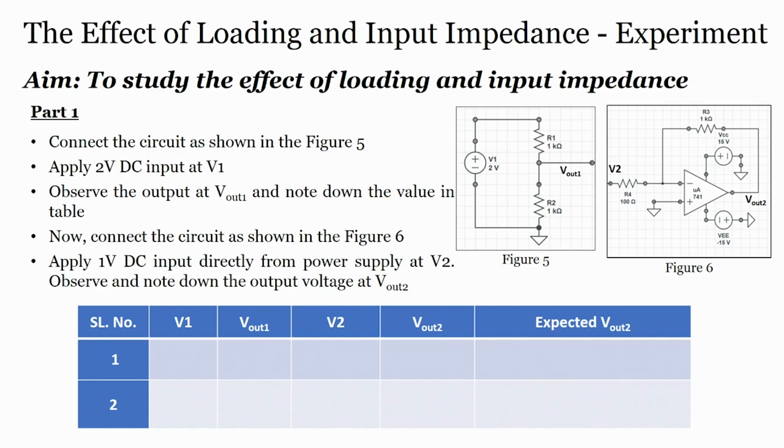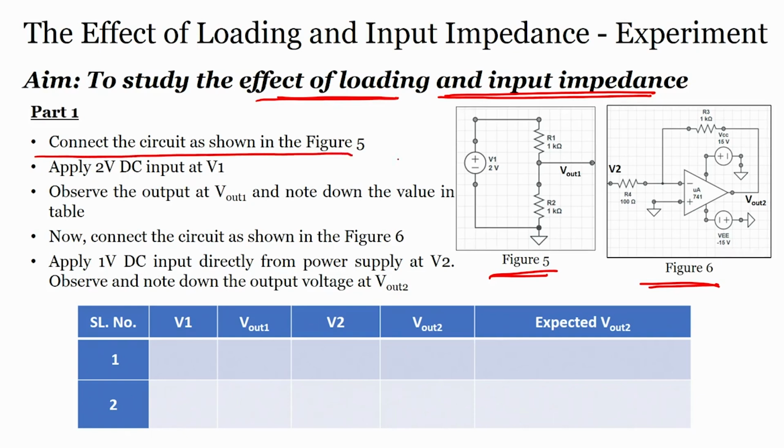So, first experiment that we have to do is to study the effect of loading and input impedance. Now, all of you know what is loading, all of you know how input impedance can be increased, right, by using what kind of amplifier, right, a voltage follower. So, let us see this one. Figure 5, what is this? Voltage divider. Figure 6, what is this? Inverting amplifier, right. So, connect the circuit as shown in figure 5.